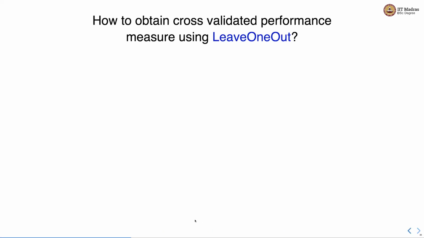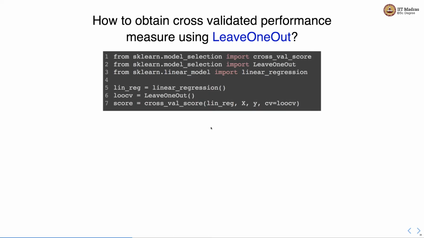Let's see a couple of examples of that. Let's first see how to use leave one out cross-validation iterator for calculating the cross-validated performance. So here we import the LeaveOneOut class from the sklearn.model_selection module. You can see that all model selection related utilities are present in the model_selection module of sklearn.